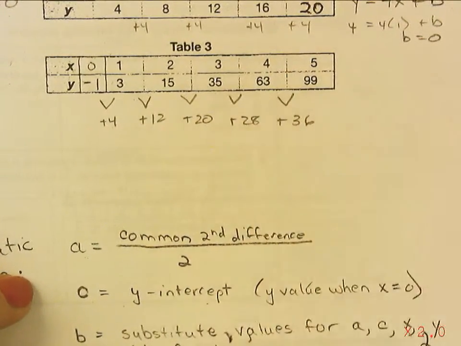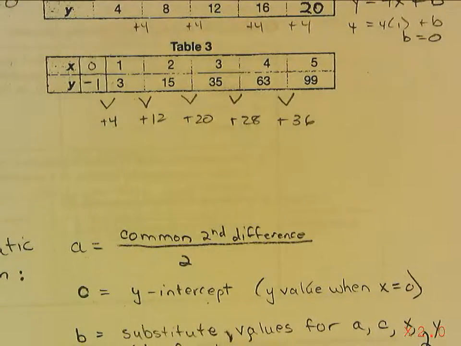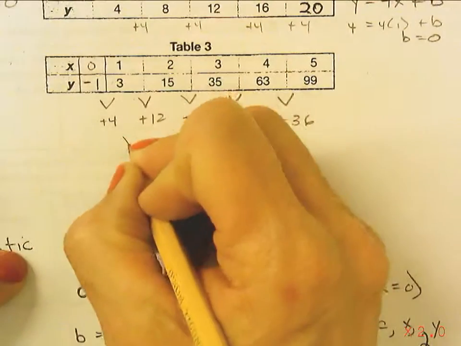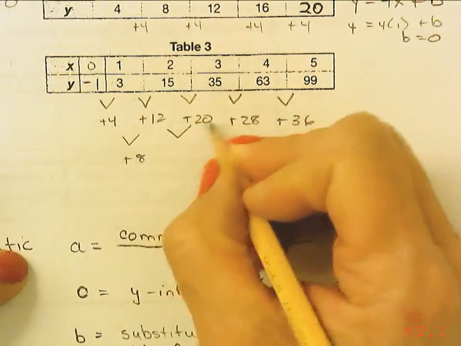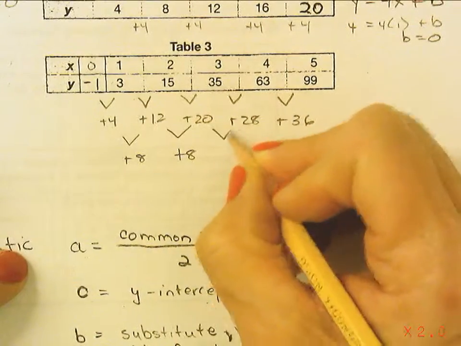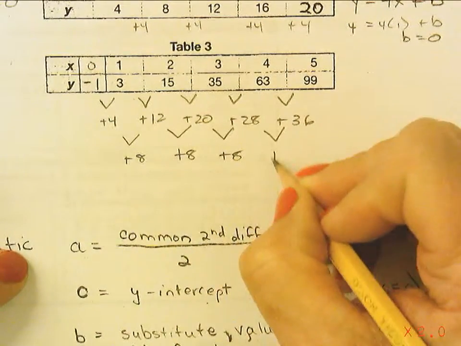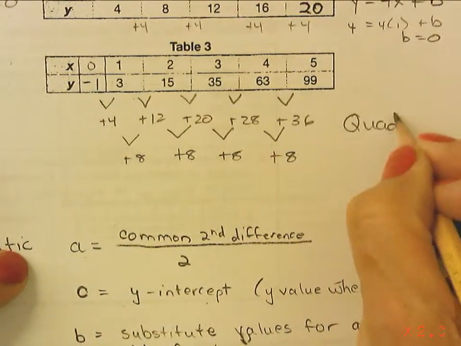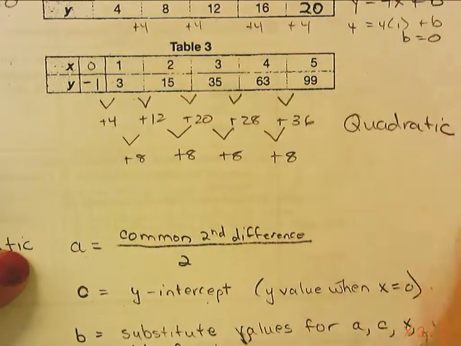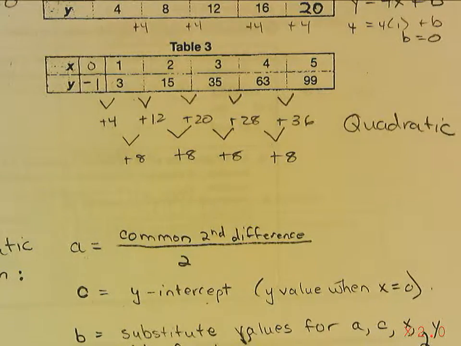Okay, that is certainly not a common first difference. So let's see what the second difference is. And that means, what do I do to 4 to get 12? I add 8. What do I do to 12 to get 20? I add 8. I add 8. I add 8. So this is a quadratic because quadratic functions have what's called a common second difference.